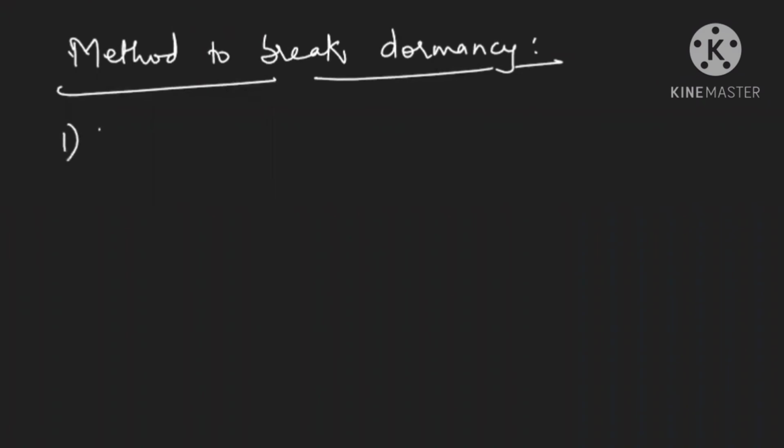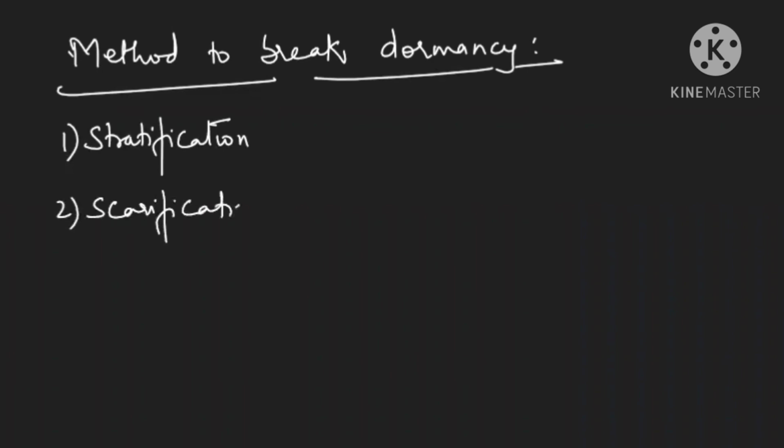Number one is stratification, and number two is scarification. I'll give my learning tips, how I've learned. Here T is coming, which means it requires temperature. Here C is coming, which means it requires chemicals. Stratification means it requires low temperature. You have to give low temperature along with oxygen.